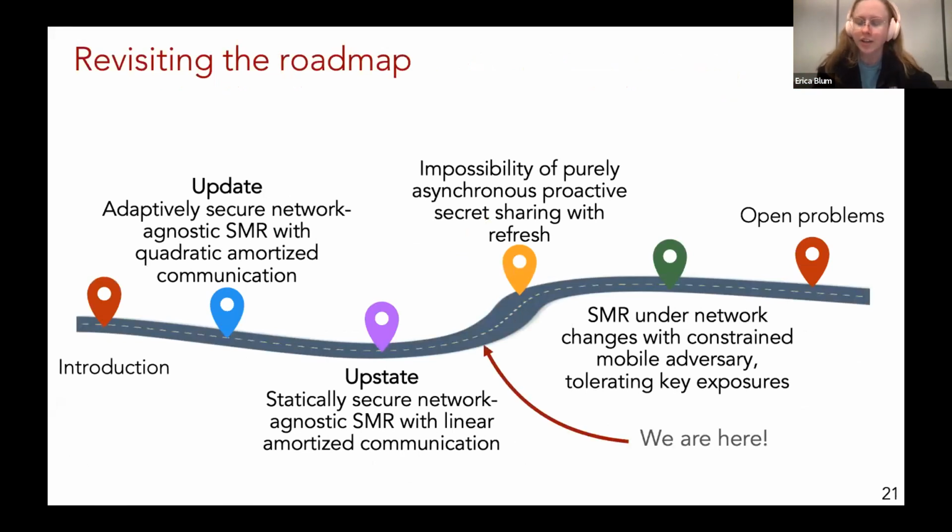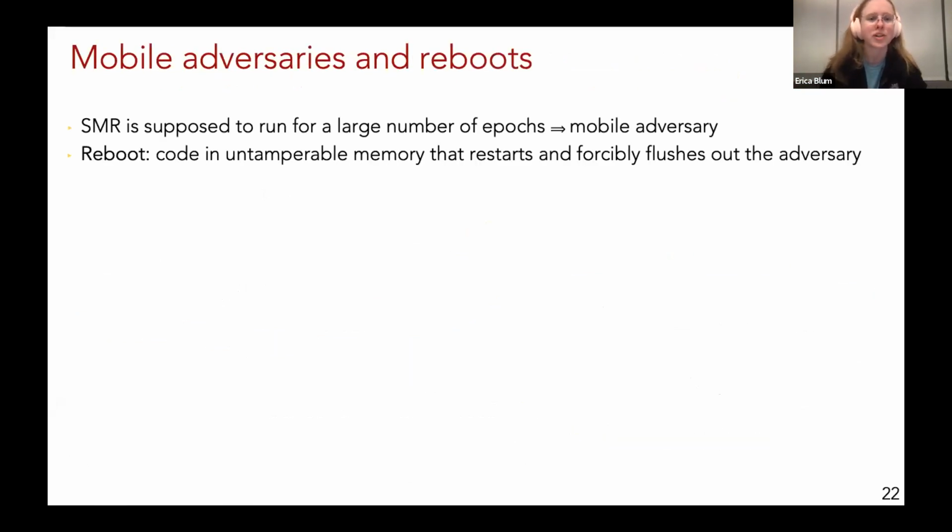Okay, so we are here, and as I said, I have some more work to do. As I alluded to earlier, this model where there's a fixed network mode throughout the whole lifetime of the protocol is a bit unsatisfying, especially when we think about a state machine replication protocol that's going to run for a large number of epochs. And this motivates considering a mobile adversary.